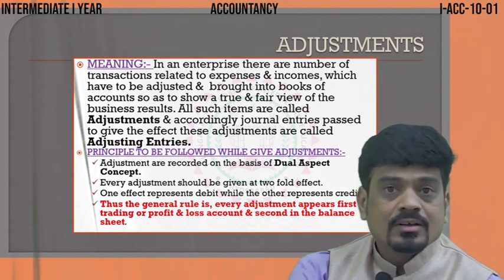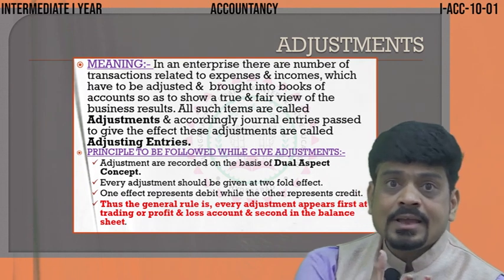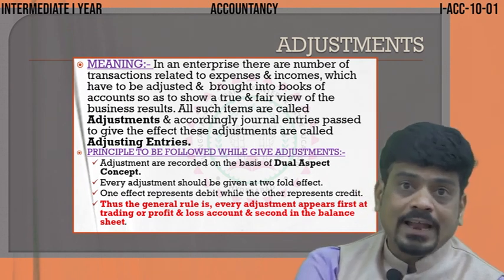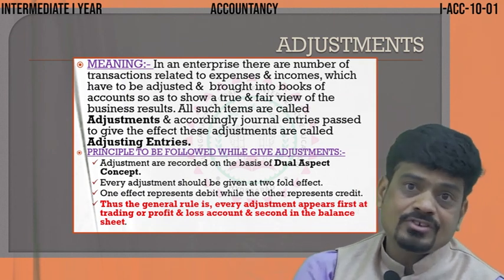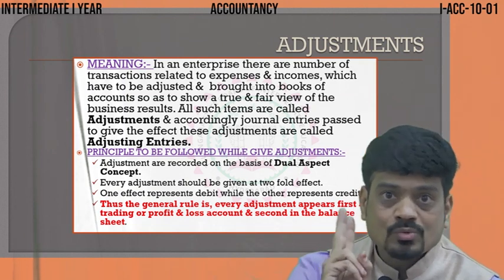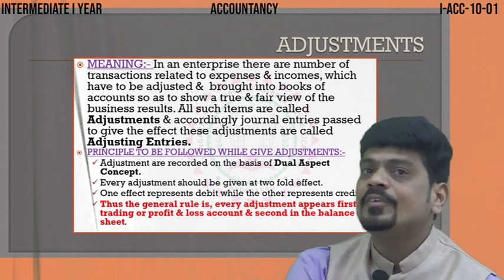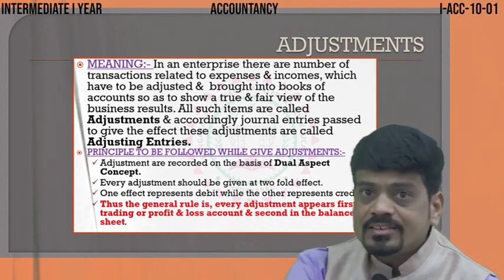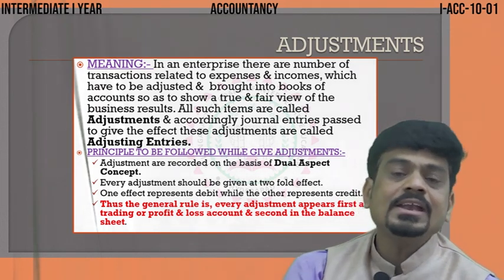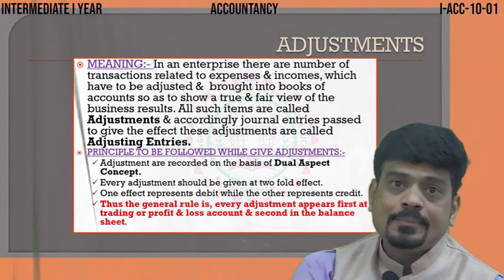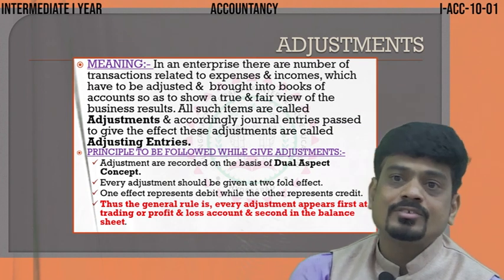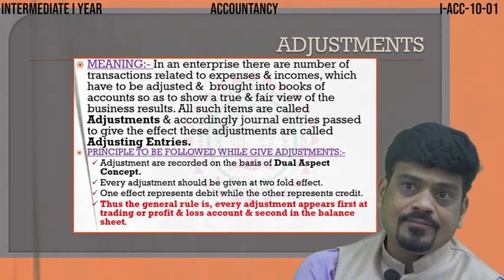That is, one will appear in the trading or profit and loss account, and one will appear in the balance sheet. If you see two effects, one in the trading or profit and loss account, as the situation may be, and second, it will come in the balance sheet, whether it may be asset or liability. Like that, every adjustment will give twofold effect.